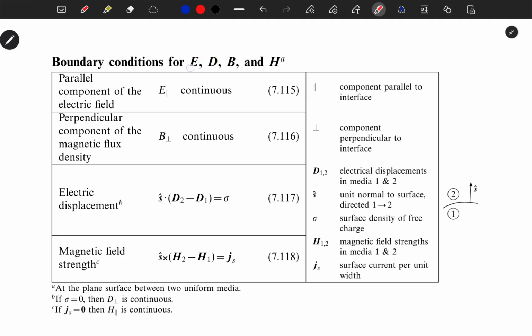Now boundary conditions for E, D, B, H. E parallel is continuous, B perpendicular is continuous, but for electric displacement, S dot (D2 minus D1) is sigma. So the perpendicular component of D2 minus D1 is sigma. Again, the perpendicular of H2 minus H1 equal to Js. The parallel component of H2 minus H1 will be Js, the surface current density.